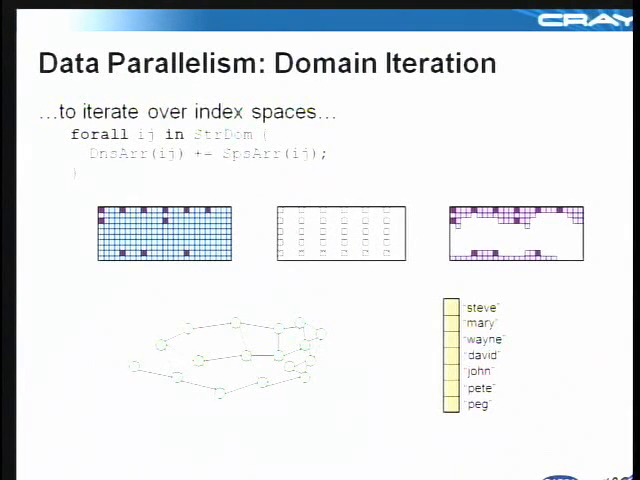You can use these domains to iterate over your index set. So I can say for all ij in the strided domain, update the dense array at ij using the sparse array value at ij. So I'm iterating over this index set in the middle, reading from my sparse array, and then incrementing into the corresponding values of the dense array. Even though I don't show it here, you can iterate over the graph or dictionary style domains and arrays as well.